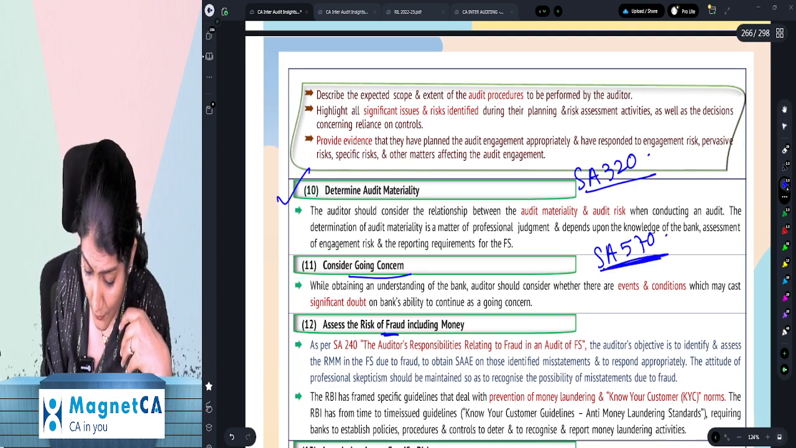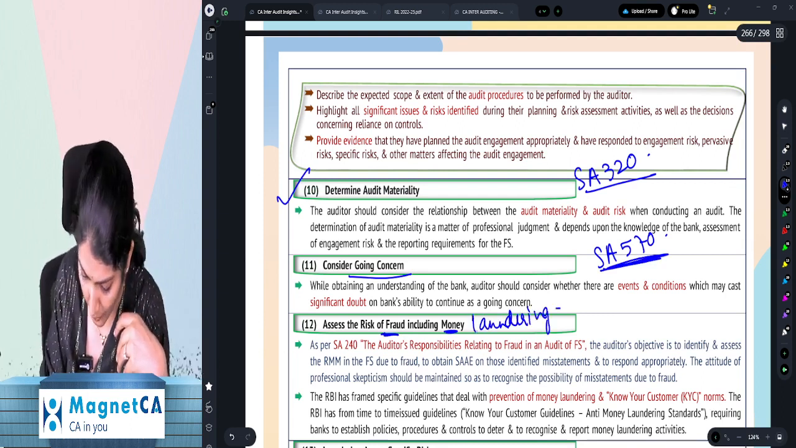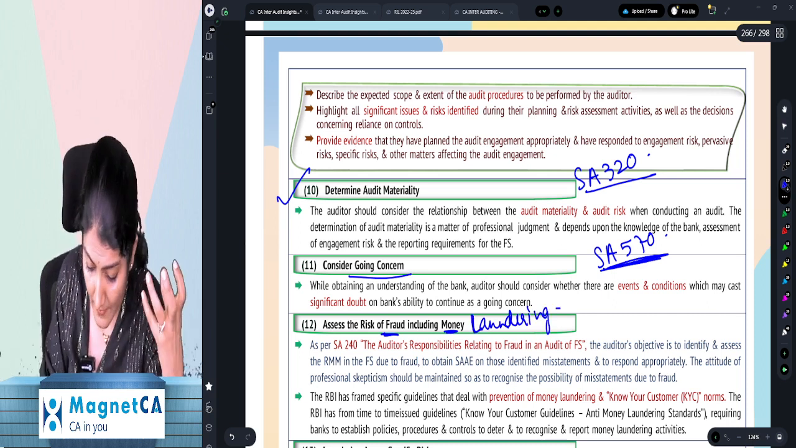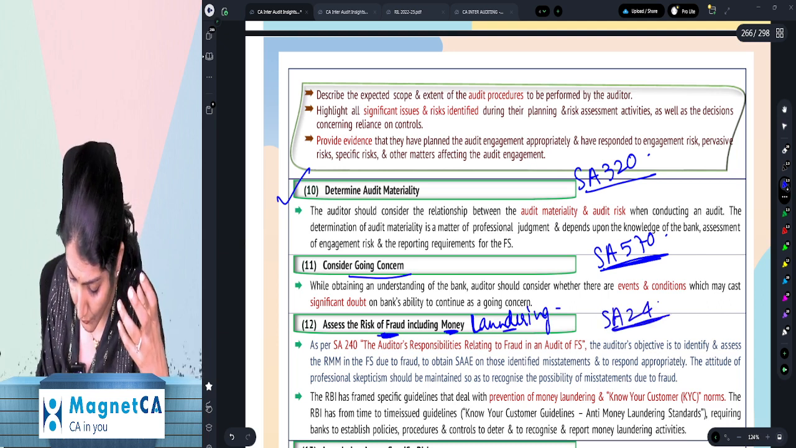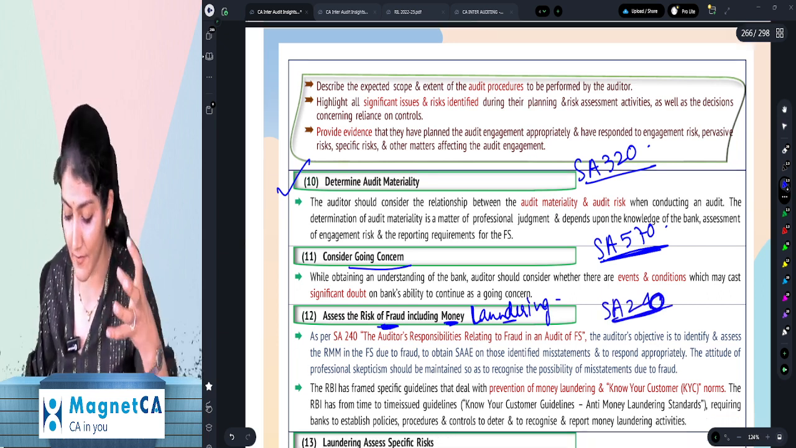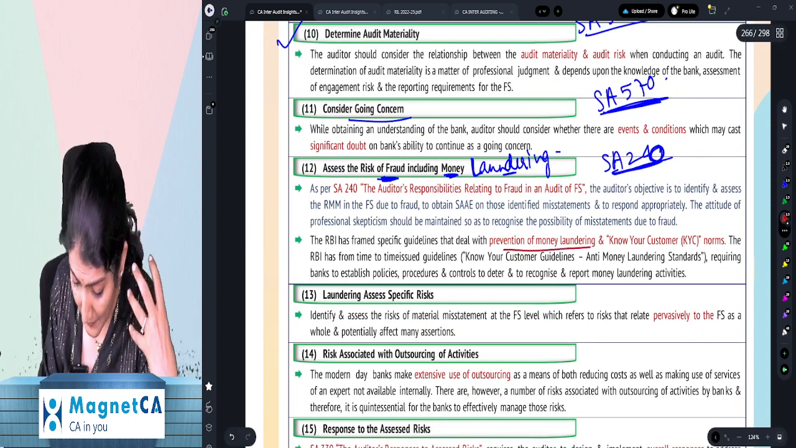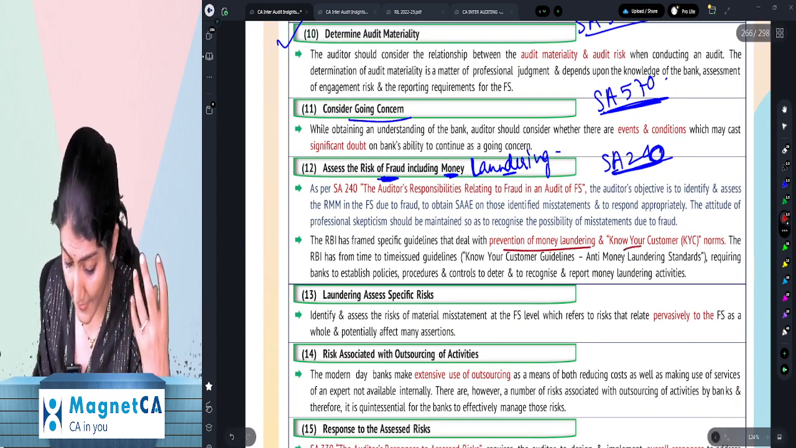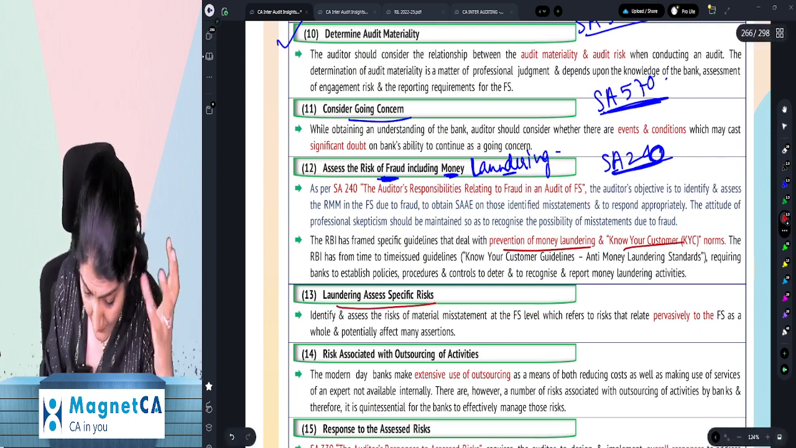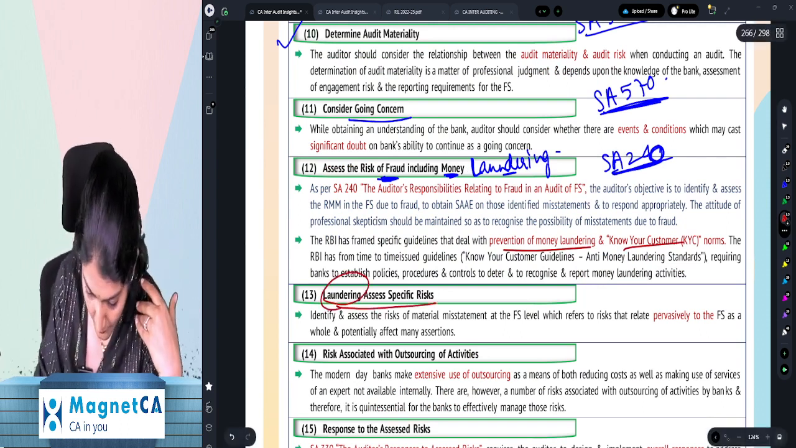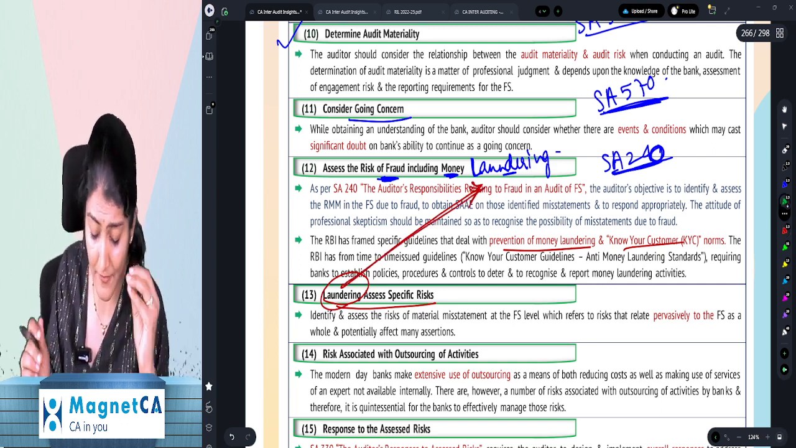Also assess the risk of fraud, including the money laundering. So the money laundering word is missed over there. So assess the risk of fraud, including the money laundering. So SA 240, auditors' responsibilities relating to fraud. So whether RBI's guidelines for PMLA, prevention of money laundering, and KYC norms, have they been complied with? Then after that it says so laundering word has come over here. So that is what happened as a drafting error over there.